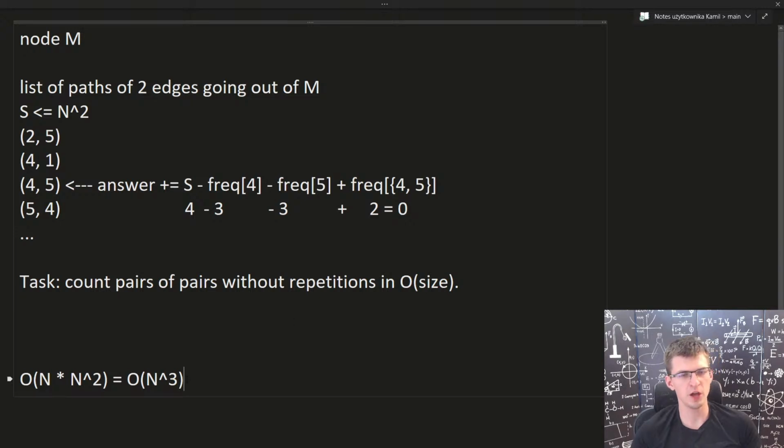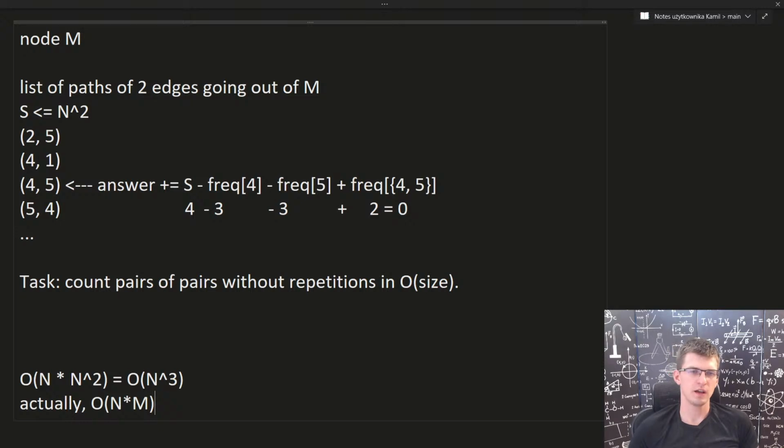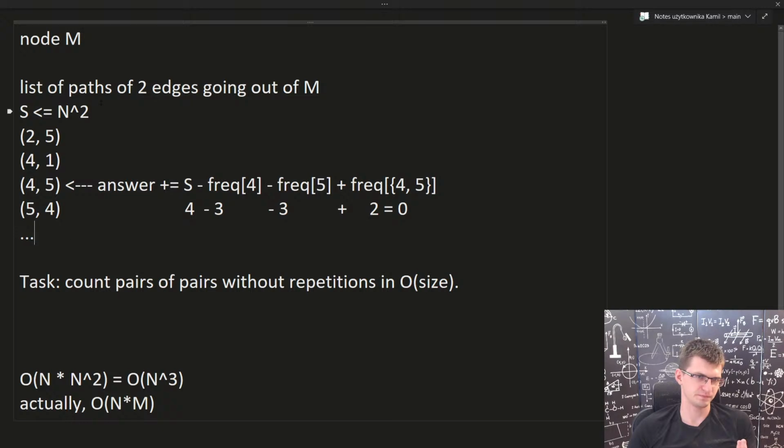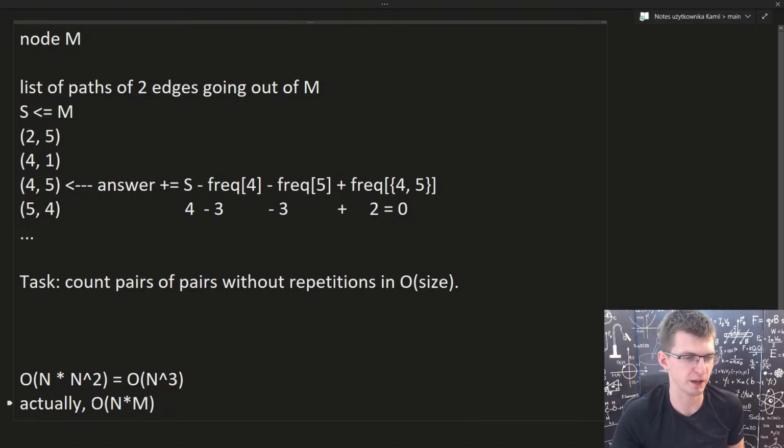We solved the problem of counting paths made of 5 distinct nodes. Simple paths made of 5 distinct nodes in a graph in time complexity n cubed. And actually it can be done in nm, because this list is limited just by edges in the input. I can even say this, because if 2, 5 is a possible pair, it means there is an edge between 2, 5. So this is O of m. So the whole thing can be solved in nm rather than n cubed, which might be lower if m is smaller.